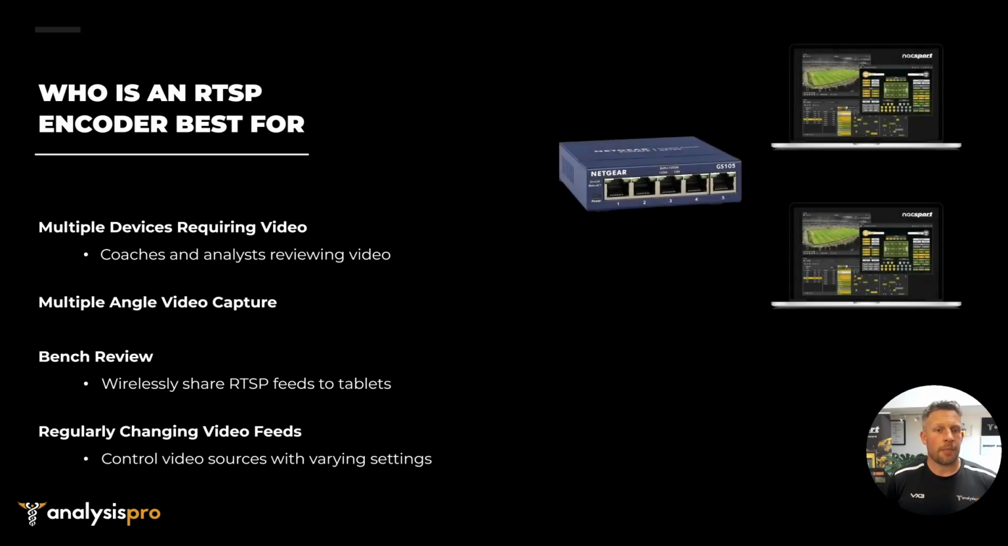So some typical examples of where you'd use an RTSP encoder is if you've got multiple machines, so coaches and analysts that are needing to look at the video. So we can all connect to a network switch, pick up the same feed and review it. Or you might have multiple video angles of RTSP feeds coming in and you can capture multiple feeds at once.